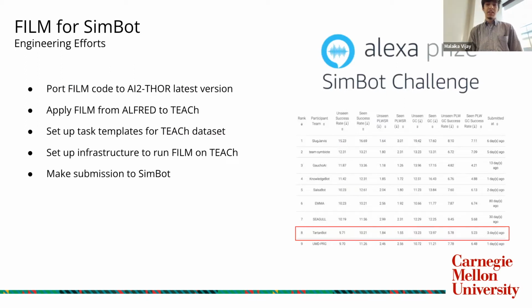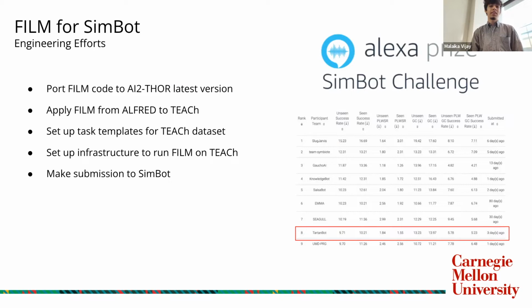Over the last semester, we faced and solved a lot of engineering challenges. The most important ones are listed on the slide. So first of all, we had to port FILM code from the older version of AI2-THOR to the latest version. After that, we applied FILM from the ALFRED dataset to the TEACh dataset, whose APIs are quite different, and it was a lot of effort.